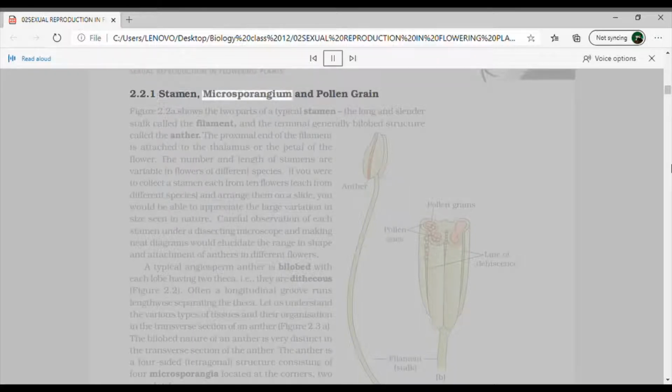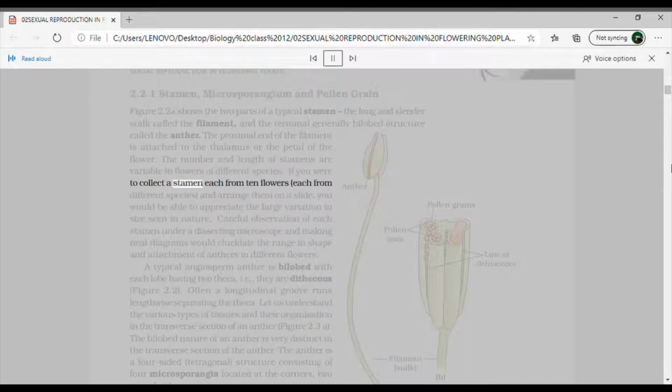2.2.1 Stamen, microsporangium, and pollen grain. Figure 2.2 shows the 2 parts of a typical stamen, the long and slender stalk called the filament, and the terminal generally bilobed structure called the anther. The proximal end of the filament is attached to the thalamus, or the petal of the flower. The number and length of stamens are variable in flowers of different species.